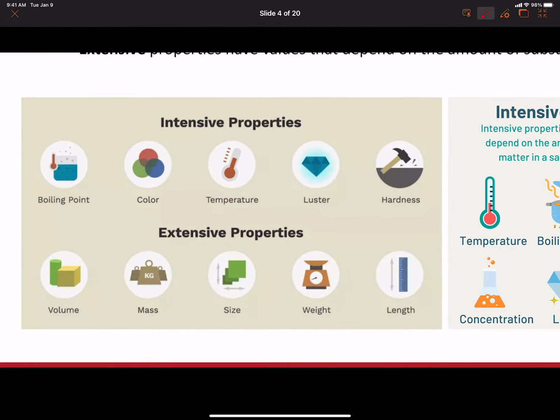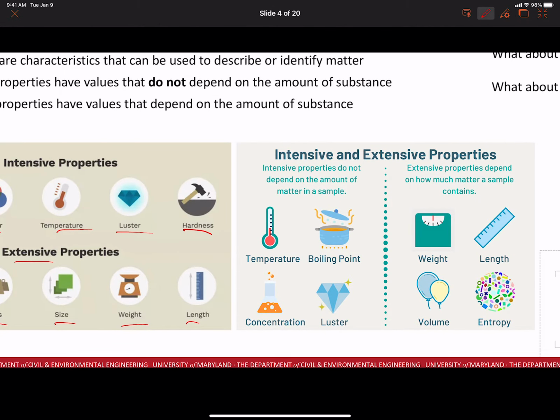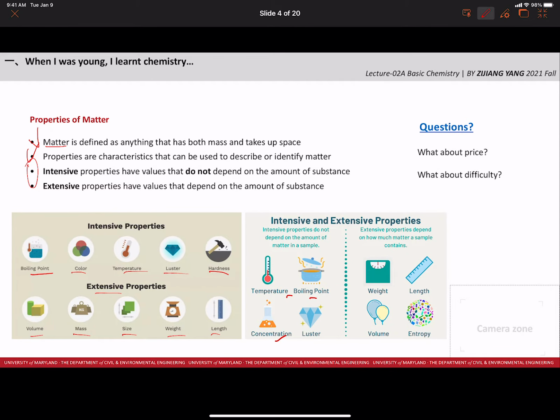And we can see some examples; I just found some random pictures from Google Images. We can see boiling point, color, temperature, luster, hardness. They are intensive properties, so if we have many of these substances, it will not change. And extensive properties are like volume, mass, size, weight, and length. Similarly, this shows another picture, and we also have temperature, boiling point, concentration, luster, weight, length, volume. Based on these two random pictures, all of them have volume and length, I think. So it means these two are the most important ones.